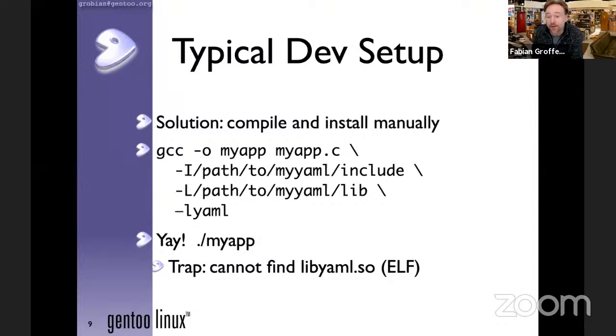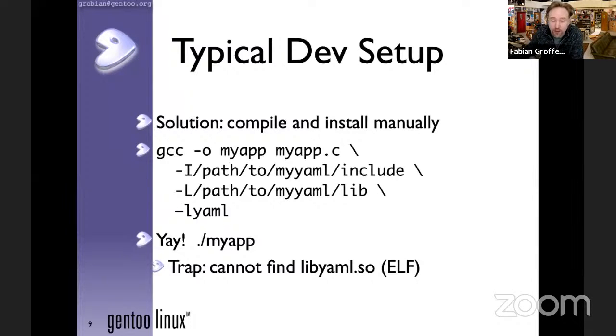So what you can do is manually install your library, let's call it myYAML, and then you tell your compiler explicitly, here you can find the headers for myYAML, and here you can find the library for my YAML thing, and then you link against it, and that works fine, right? Because then the compiler can find everything, and you explicitly told it where everything is. Yet if you run the executable, suddenly you get a trap because it cannot find the shared library that it needs to execute this.